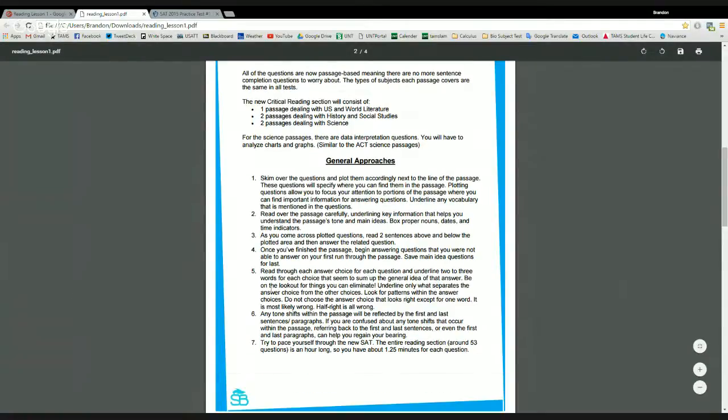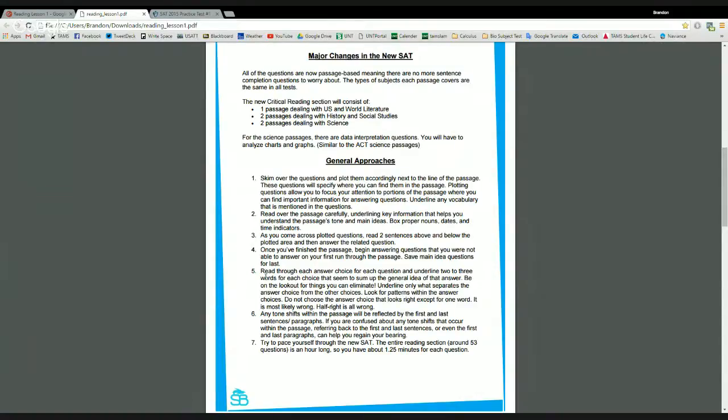Read through each answer choice for each question and underline 2 to 3 words for each choice that seem to sum up the general idea of the answer. Be on the lookout for things you can eliminate. Underline only what separates the answer choice from the other choices. Look for patterns within the answer choices, and do not choose the answer choice that looks right except for one word. It is most likely wrong. Half right is all wrong.